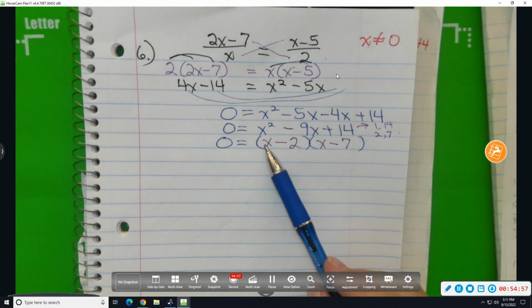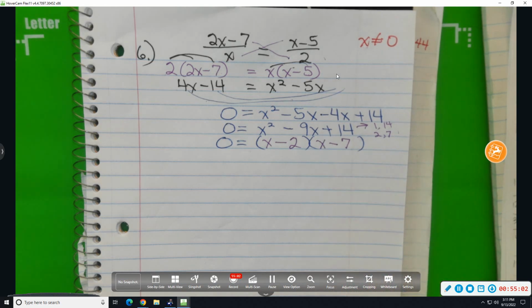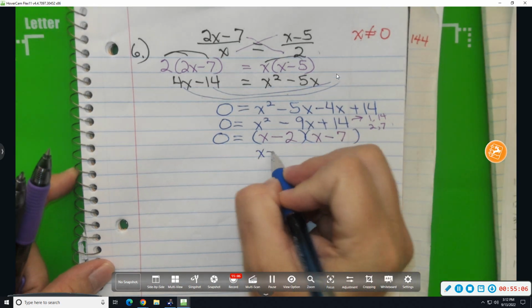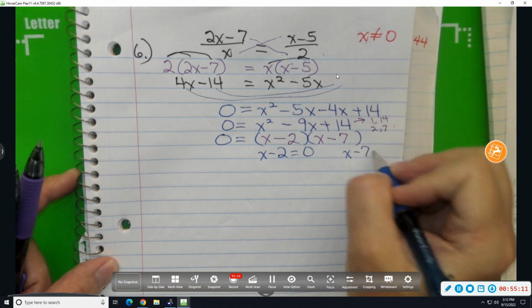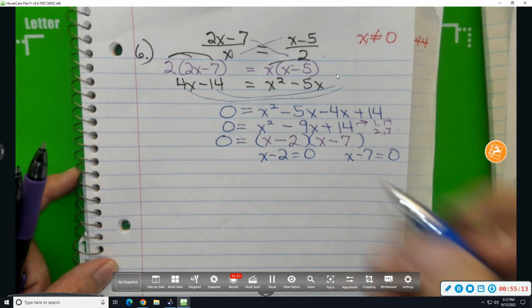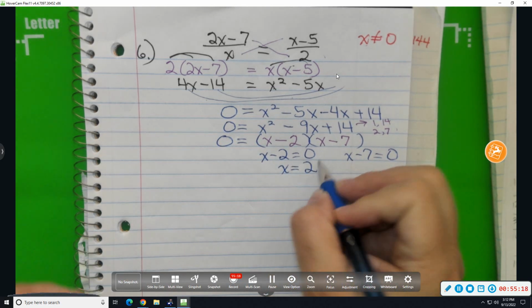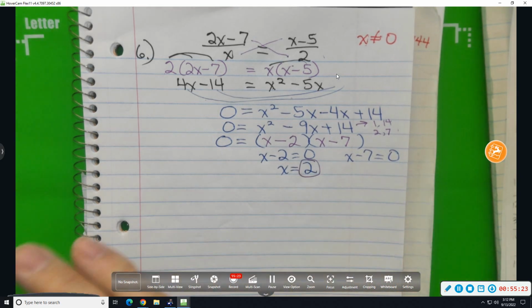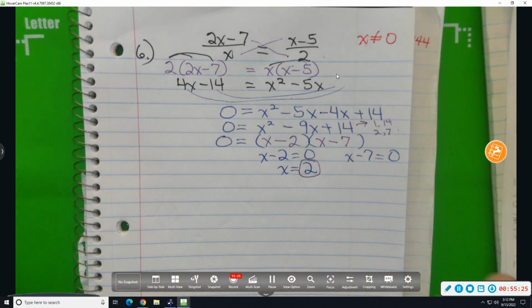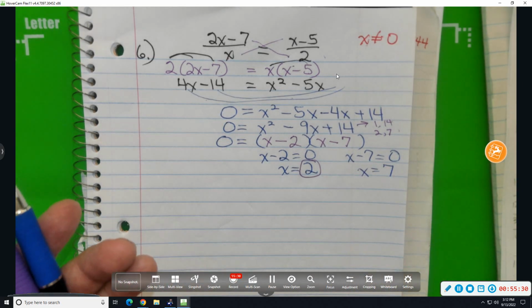First of all, notice the outer product is a negative 7x minus 2x. That gives us back that negative 9x. And then you say x minus 2 equals 0. X minus 7 equals 0. So what did he say here? Positive 2. He said positive 2. Right, and positive 7. This is an example of you being able to do steps in your head and get that answer without writing down everything that we're showing here.